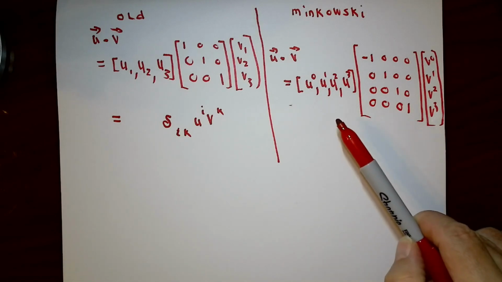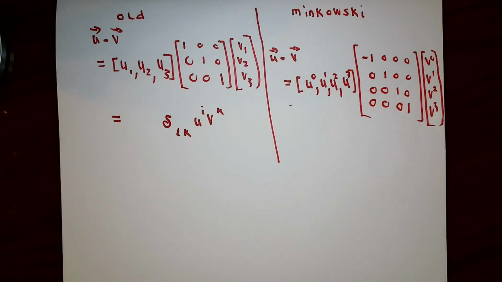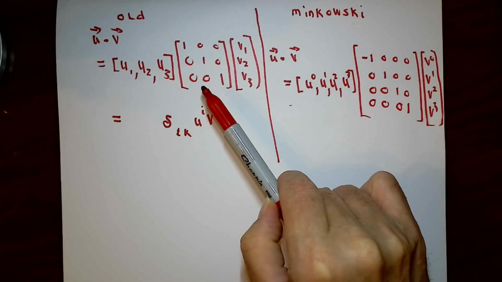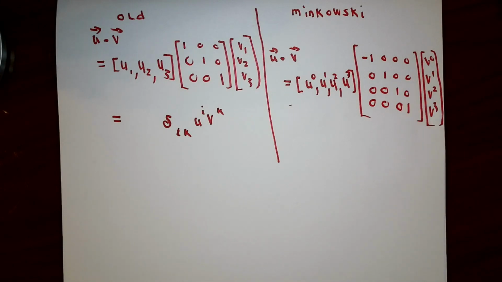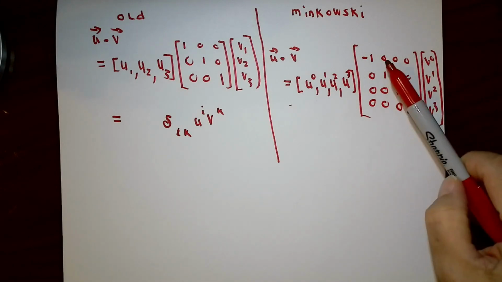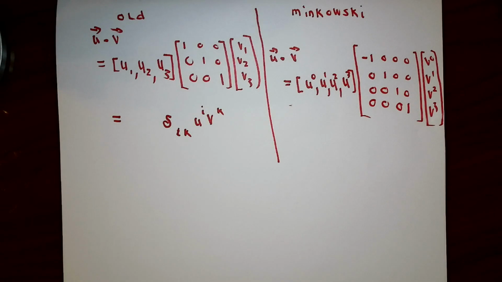You write one of your vectors as a row, the other as a column. In the middle, you'll have a diagonal matrix somewhat reminiscent of the identity matrix, in that the x, y, and z slots have 1s in them, but the time slot has a -1. If you multiply this out, it comes up equal to the negative of u0 v0 plus u1 v1 plus u2 v2 plus u3 v3. This is the new dot product that we're talking about.